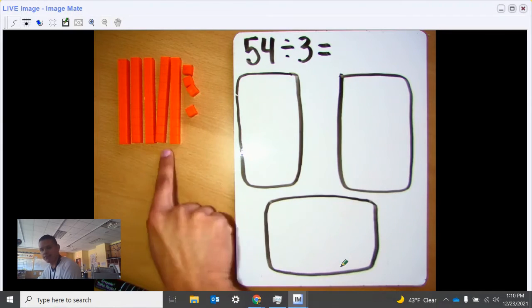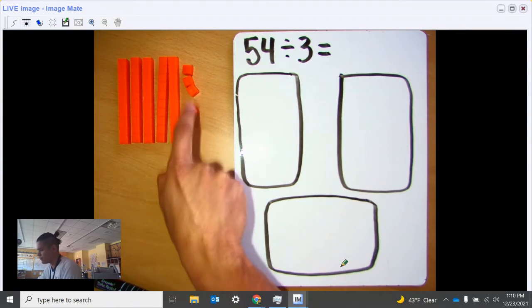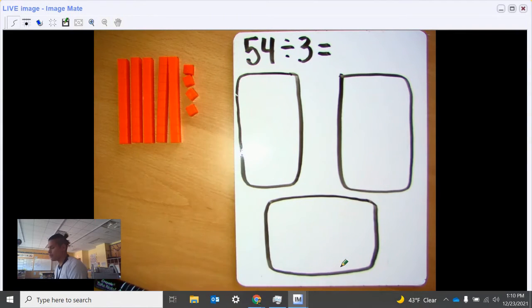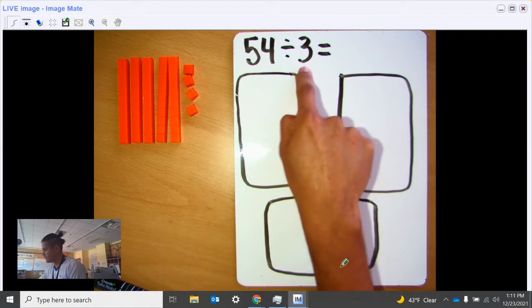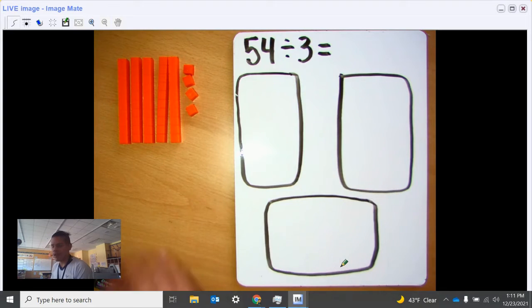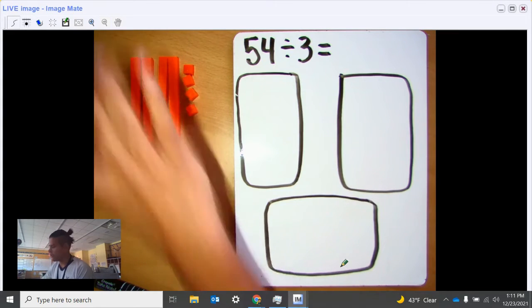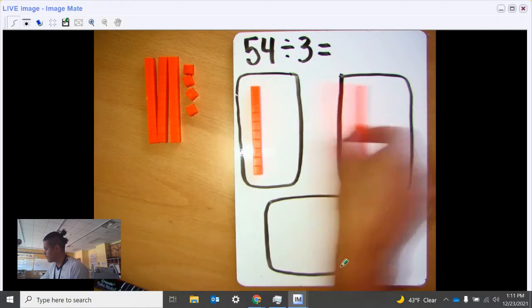And I have 54 base 10 blocks, 10, 20, 30, 40, 50, 1, 2, 3, 4, to represent the total number of library books that the librarian wants to share. Now she wants to share those with 3 classes. So I have some space for the first class, second class, and the third class. And we're going to share those. First, I want to start with the 10s.